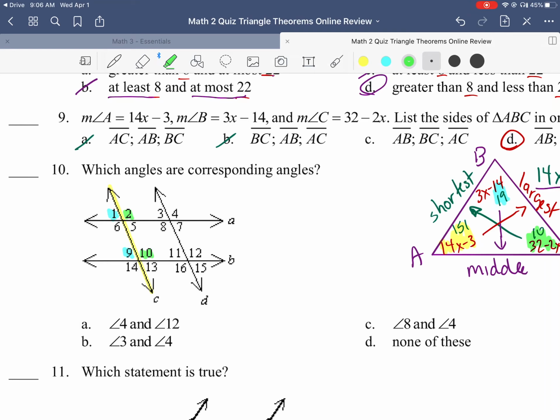Okay. Alright, so just so you can see, let's look at the questions that they're asking me. So they're asking me about 4 and 12. They are both to the right of that transversal and above the parallel line, so they are in the same spot. 3 and 4, they're not in the same spot, so that's definitely not it. 8 and 4, those are what we call vertical angles. They are not correct. Okay. And so my answer has to be A. So if I look again at 4 and 12, they are both to the right of the transversal and above the parallel line.